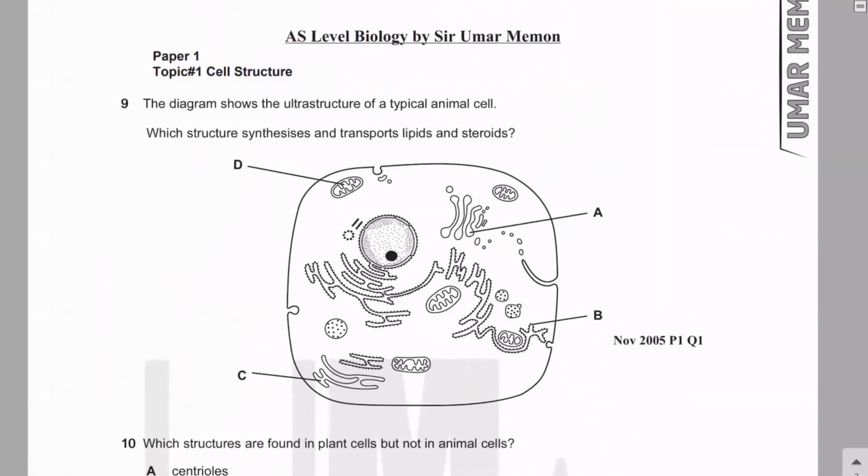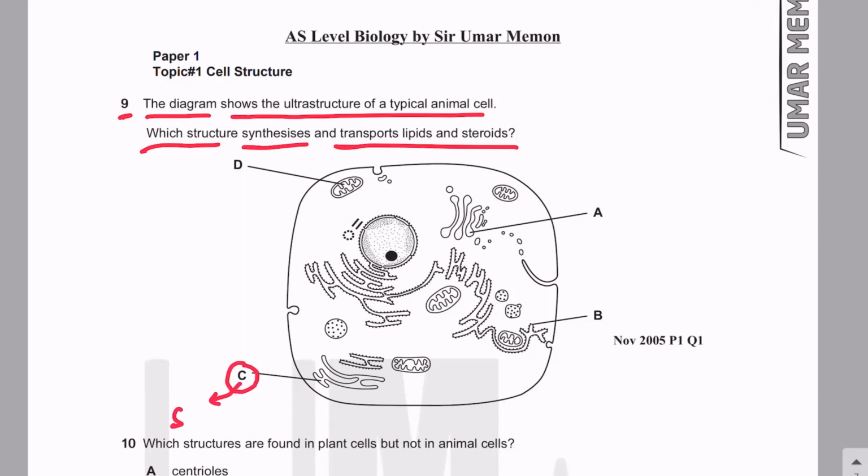Okay, sir. MCQ number 9. The diagram shows the ultrastructure of a typical animal cell. Which structure synthesizes and transports lipids and steroids? So lipid synthesis and transport is the function of the smooth endoplasmic reticulum, which is C. SER. What is A? It's Golgi apparatus. What about B? It's rough endoplasmic reticulum or RER. What about D? It's mitochondrion.